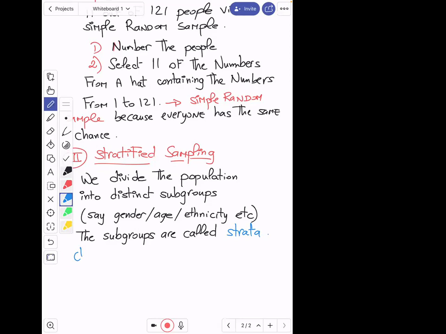And then we choose random samples from each subgroup. So this is another keyword here, the definition of stratified sampling. We choose random samples from each subgroup.